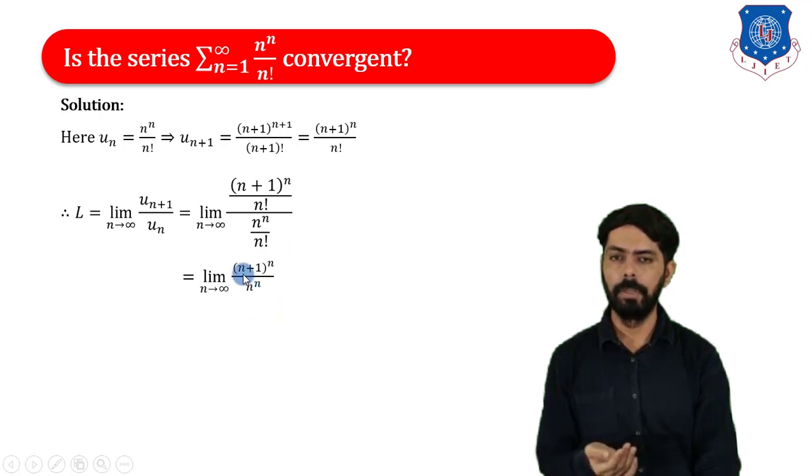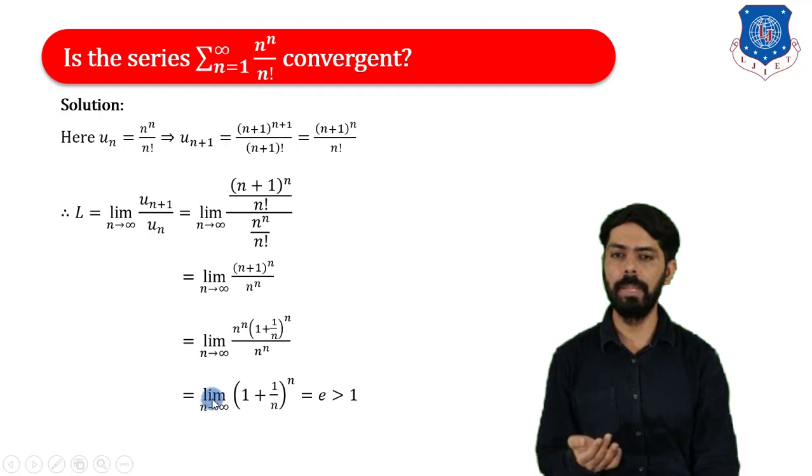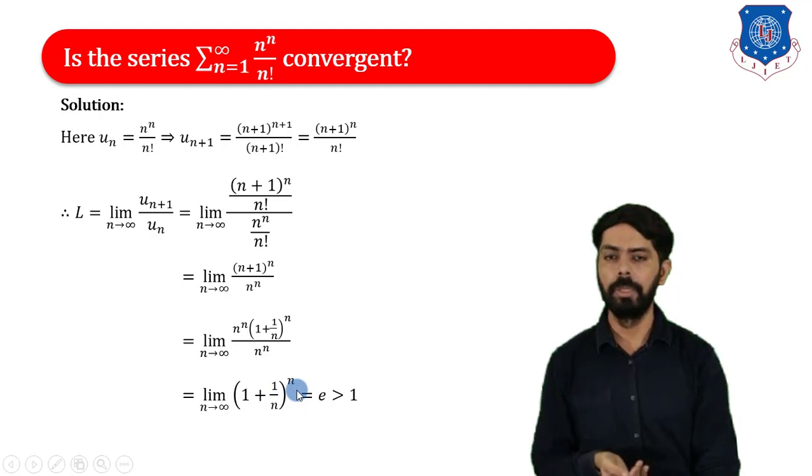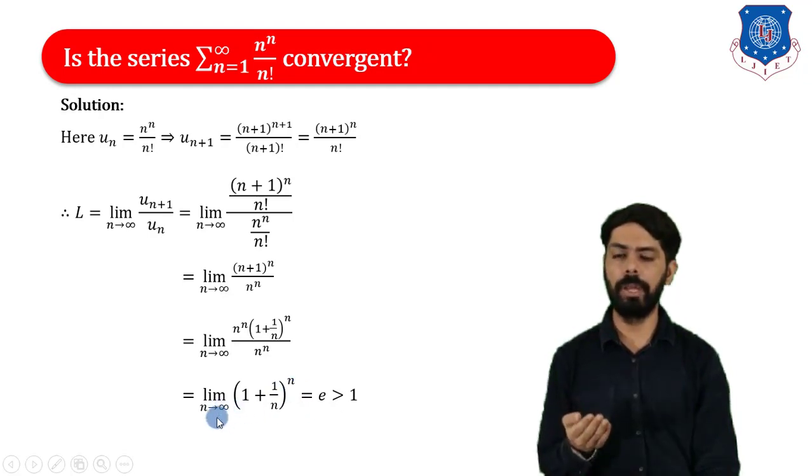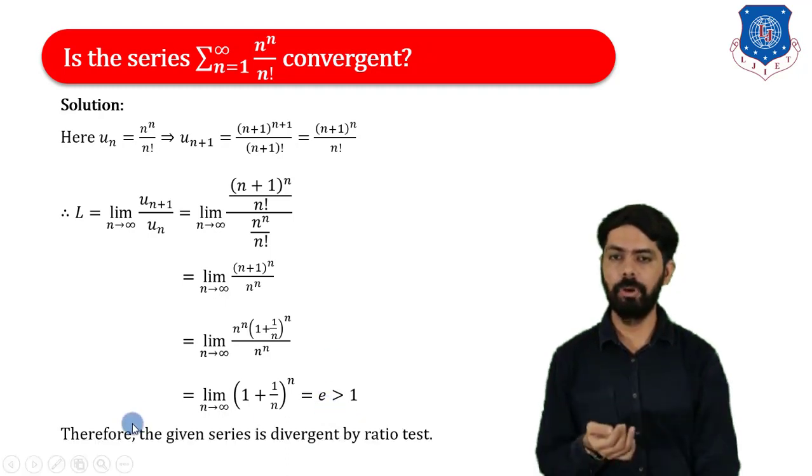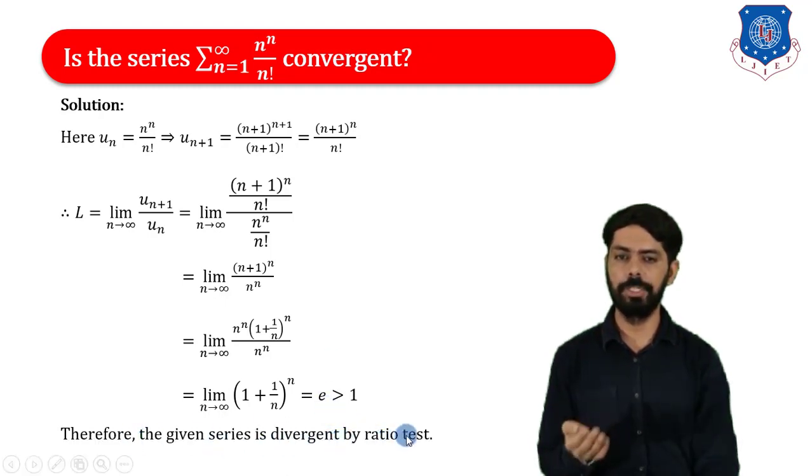Now here we will take n common from the numerator, so it will be n raised to n into (1 plus 1 divided by n) whole raised to n, divided by n raised to n. So here n raised to n cancels out. So it will be limit n tends to infinity (1 plus 1 divided by n) whole raised to n. We know that limit n tends to infinity (1 plus 1 divided by n) whole raised to n is e. So this is equal to e, and we know that the value of e is 2.72, so this is greater than 1. Therefore, the given series is divergent by ratio test.